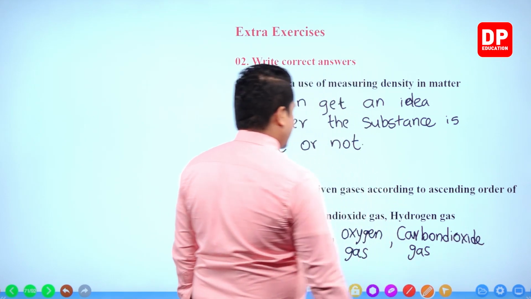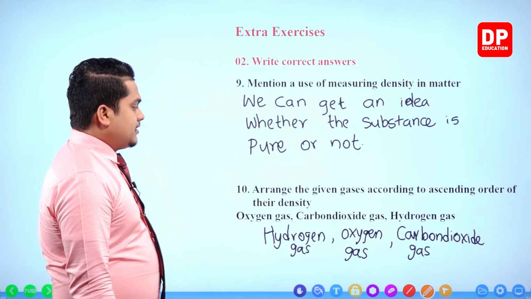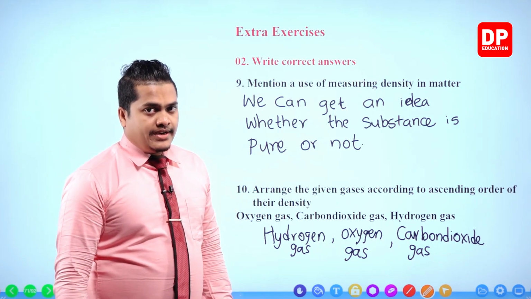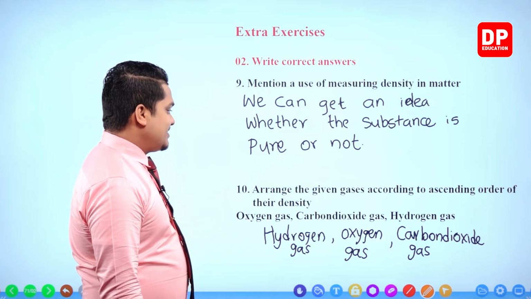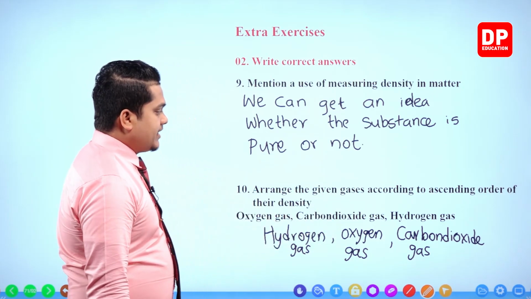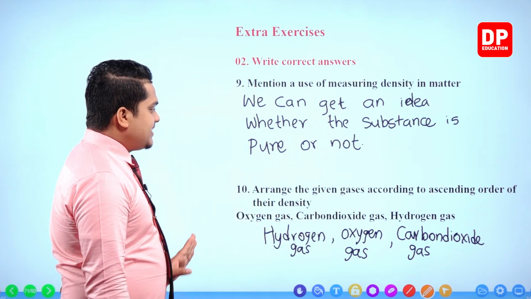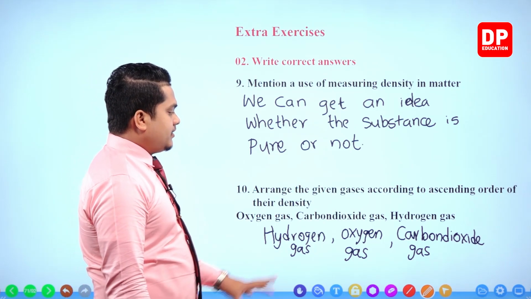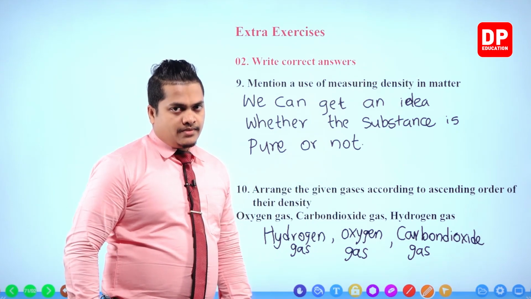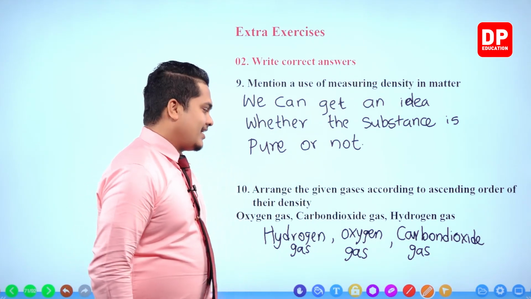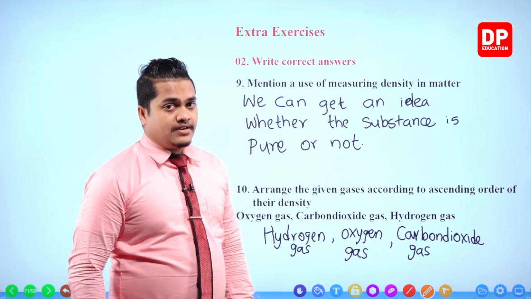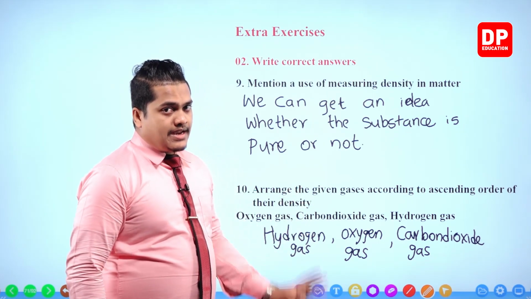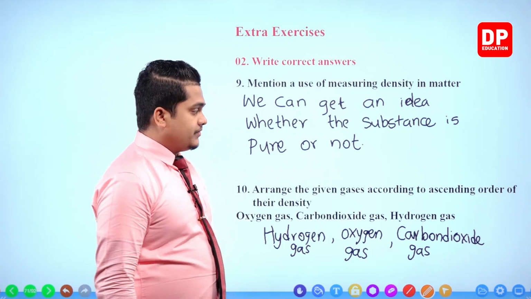So these are the three main gases that we are going to study in ascending order of their densities. The highest density can be observed in carbon dioxide gas, my dear children. Lowest density can be observed in hydrogen gas, and the oxygen gas is intermediate. It has a density greater than hydrogen but less than carbon dioxide. Right, my dear children.